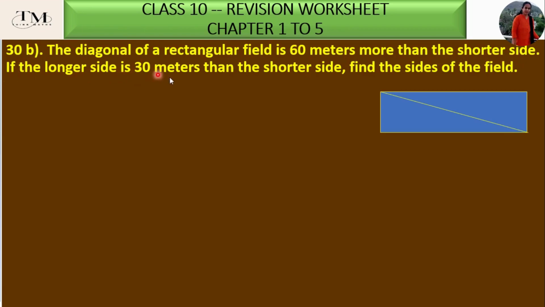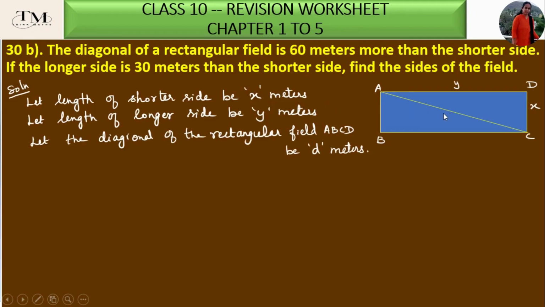If the longer side is 30 meters more than the shorter side, find the sides of the field. So it is a rectangular field. Let us mark the field as A, B, C, D and mark the shorter and longer side. Let us take the shorter side as x meters, the longer side as y meters, and the diagonal as d meters. So ABCD is a rectangle, x is the shorter side, y is the longer side and d is the diagonal. What are the relations given?